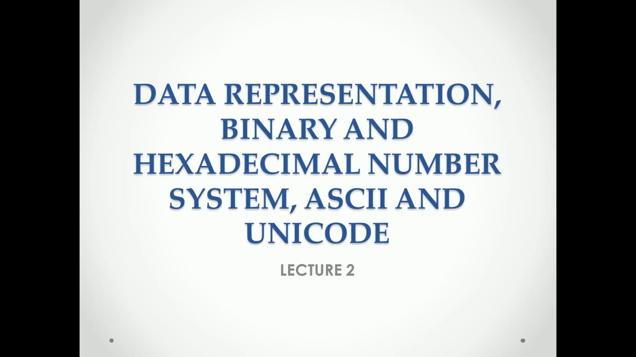Next, data representation. Data representation, binary and hexadecimal system, ASCII code, and Unicode. These are the two data encoding systems, character encoding systems.